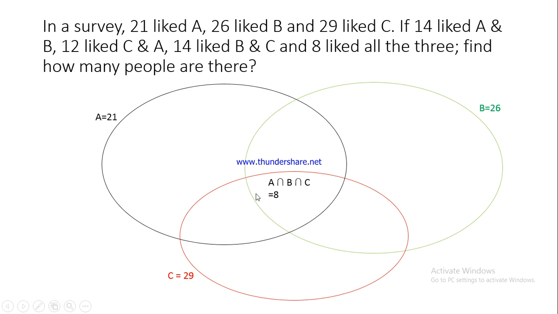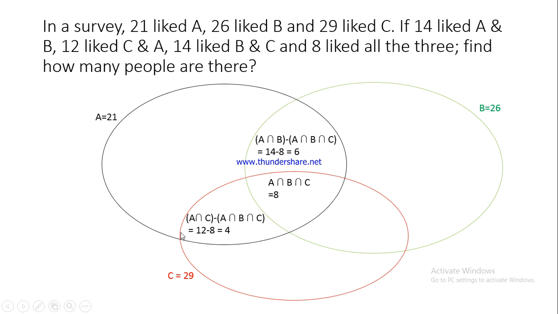However, out of this area, which is a part of this bigger area, the value of this particular area is 8. So the remaining value is going to be 14 minus 8 is equal to 6. A intersection B, which means the full area, minus A intersection B intersection C, which means this area. So now the remaining area comes out to be 6. In this similar fashion, we can find out this particular area.